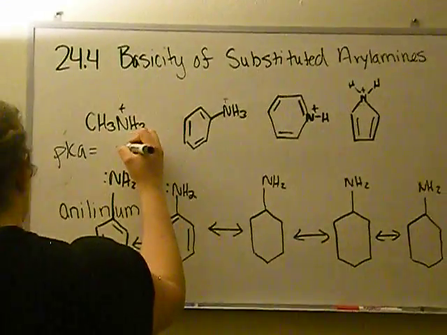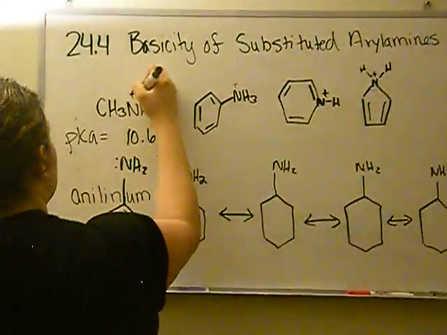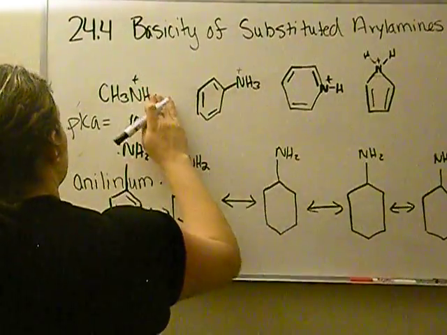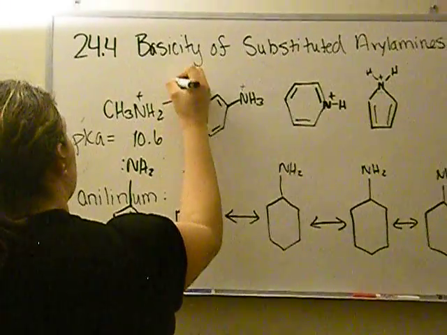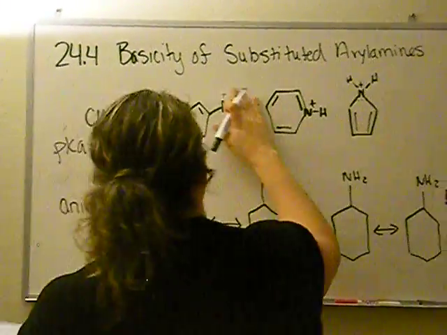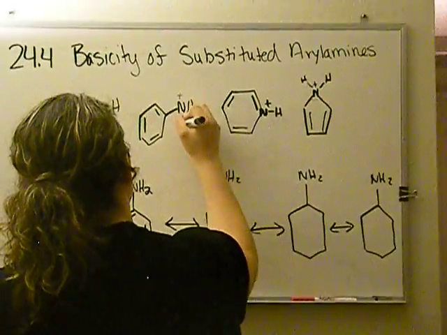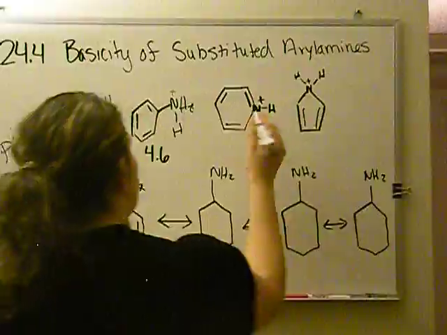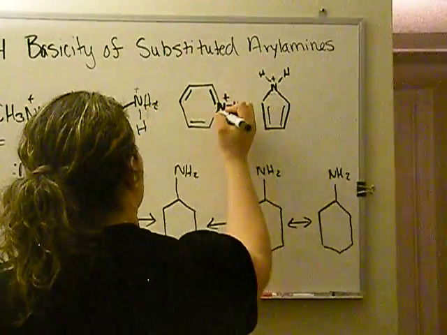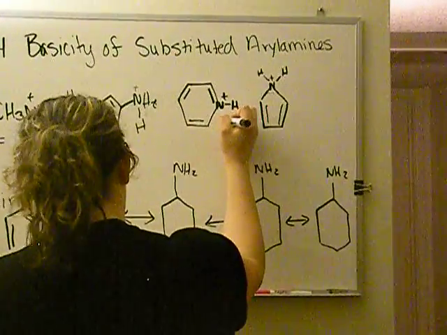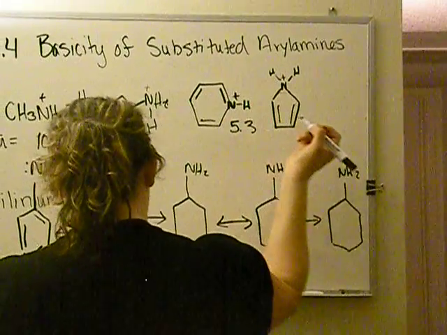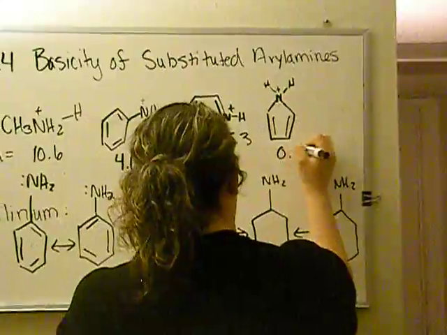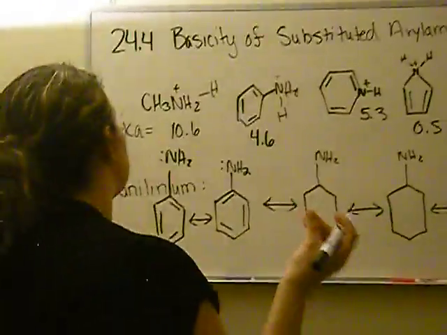Okay, so the pKa of this ion is 10.6. So basically this third hydrogen on the nitrogen, one of the hydrogens here, this basicity would be 10.6. Likewise for this one, this basicity would be 4.6. And then this one would be 5.3. And this one would be 0.5.